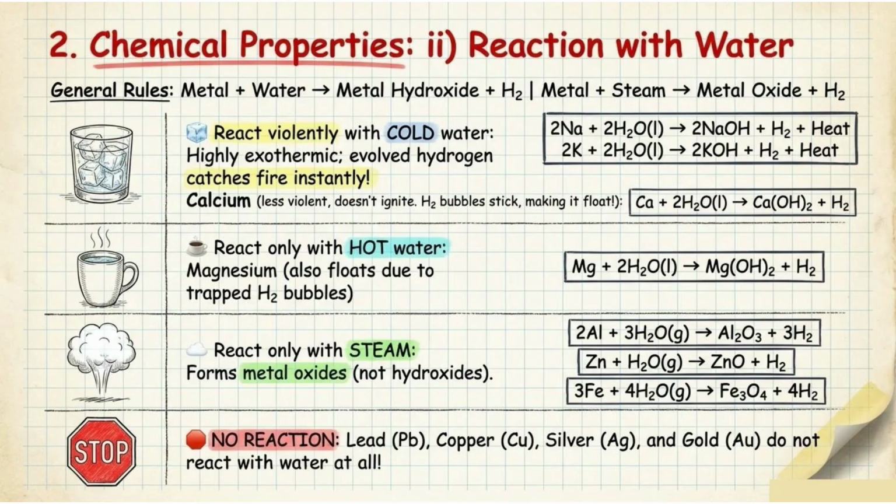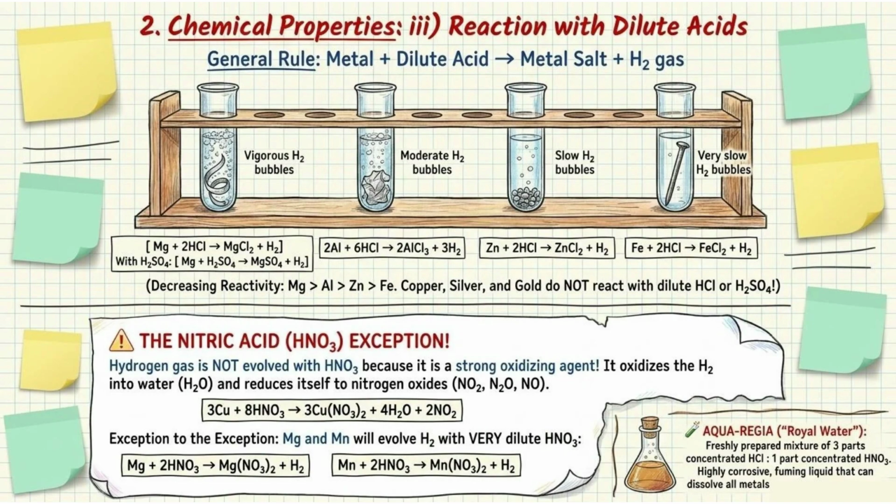So let's push them harder. What happens when we drop metals into dilute acids? The rule is metal plus dilute acid yields a metal salt plus hydrogen gas. Okay, imagine a row of test tubes, right? Yeah. Filled with dilute hydrochloric acid, HCl. We drop magnesium into the first one. It produces vigorous, rapid hydrogen bubbles.